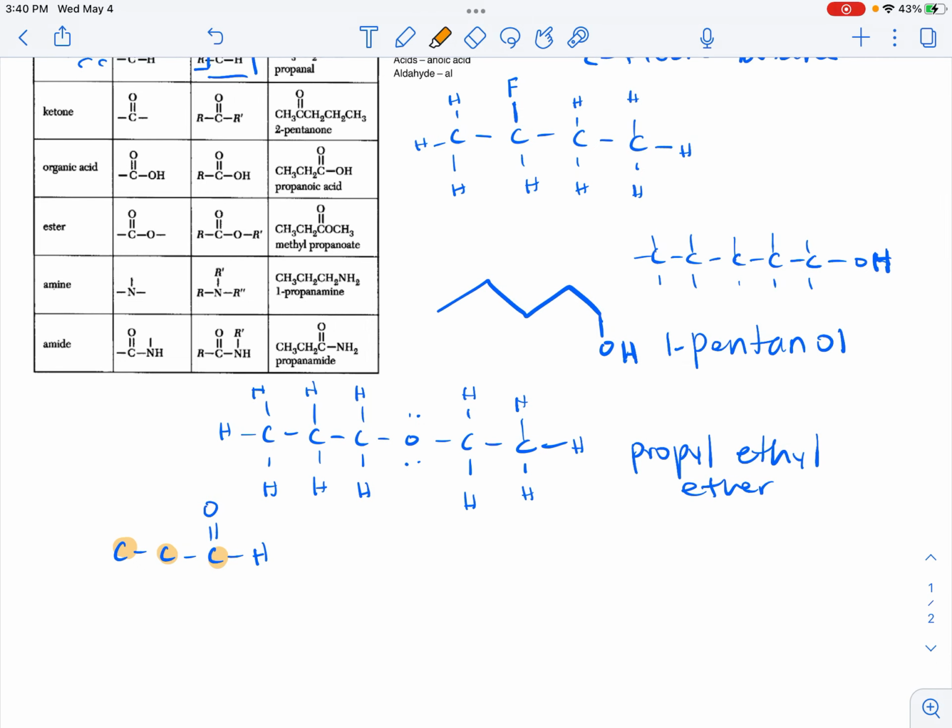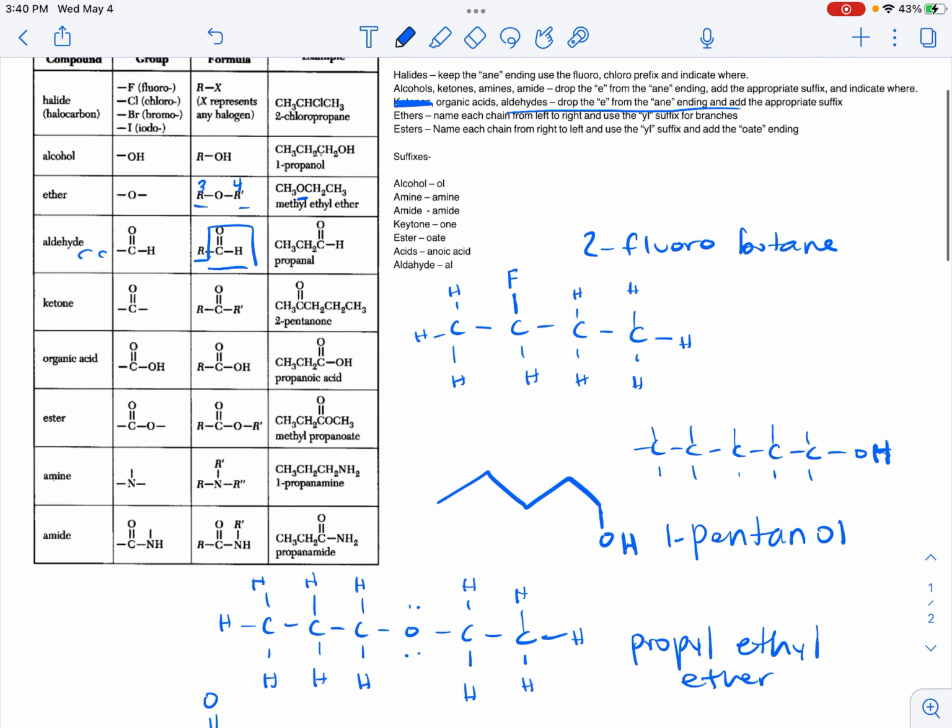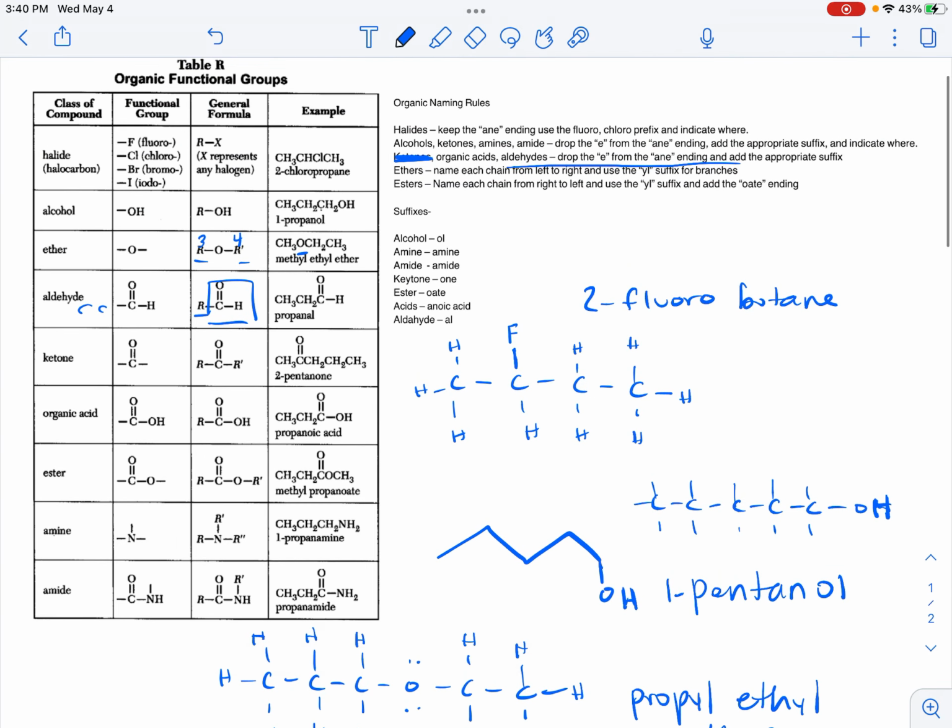So 3 carbons there as part of the chain, and we call this pro, as in propane. Drop the E ending on propane and add Al. So it's propanal. And again, the naming rules are right there. The explanation is right here. You drop the ANE ending and add the appropriate suffix. And again, you don't need to say where because aldehydes are always at the end of the chain.